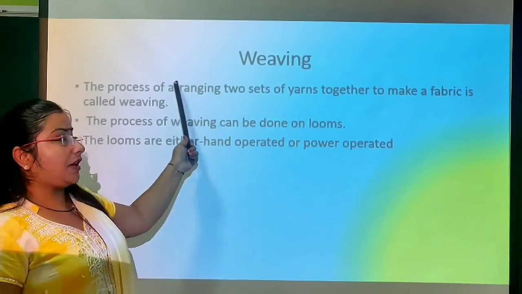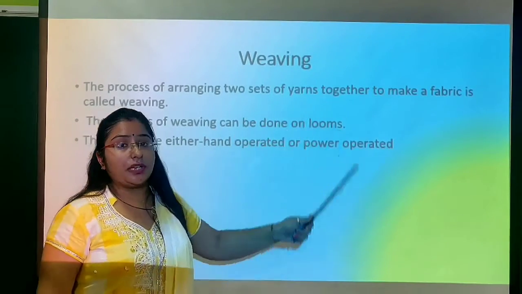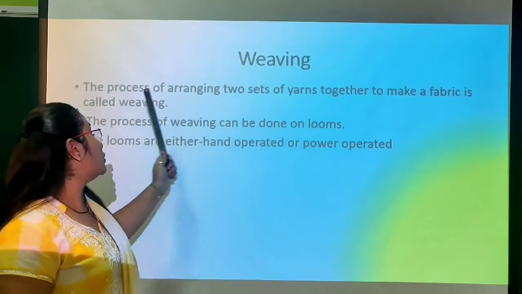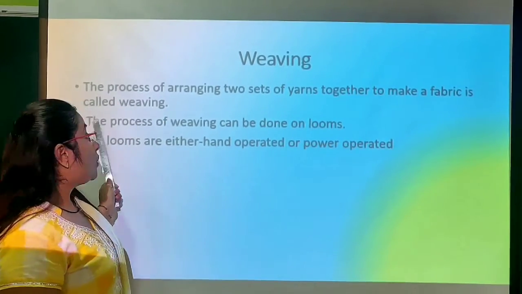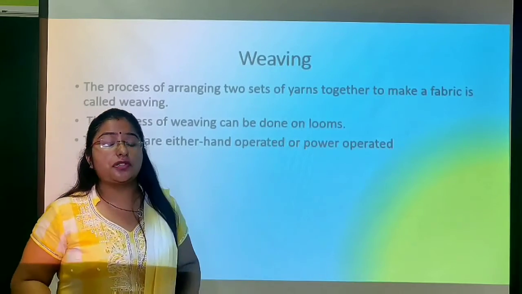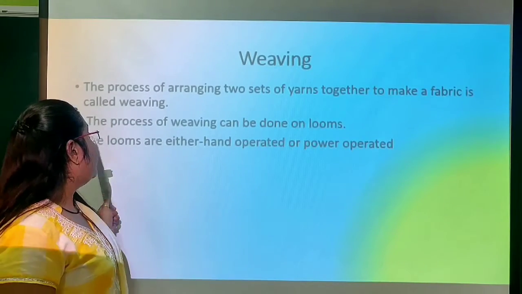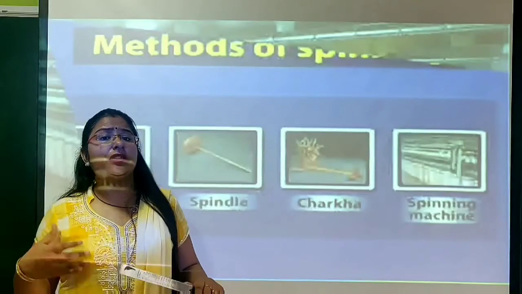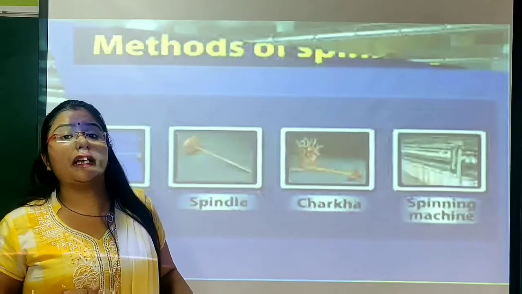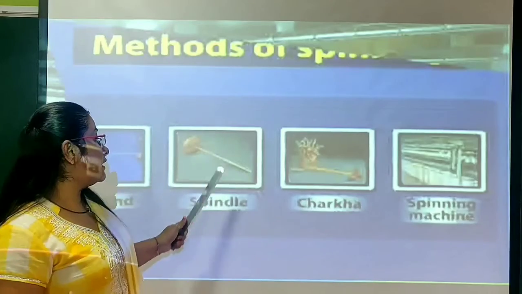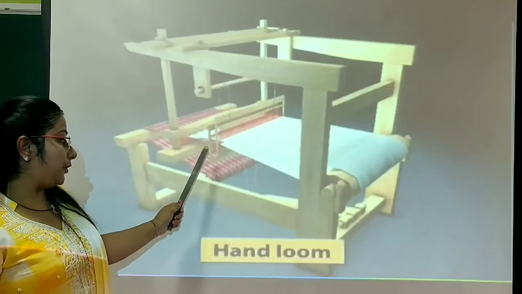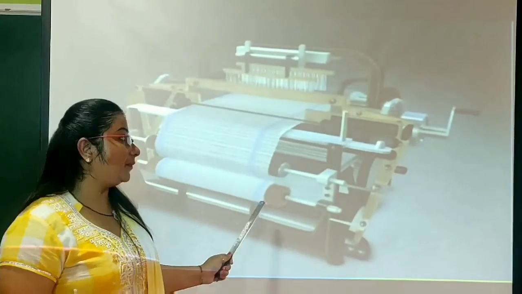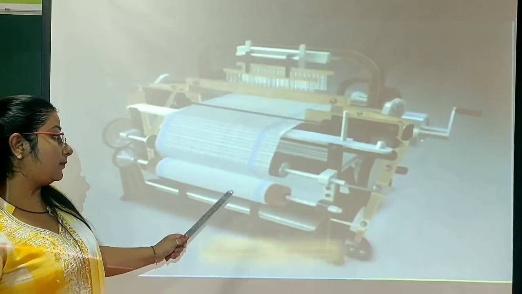The process of arranging two sets of yarn together is known as weaving. The process of weaving can be done on looms. Looms means machines, and looms can be either hand operated or power operated. It means we can do it by hand and we can also do it by power. So in this video, a hand loom means a hand machine, and the second is the power machine.